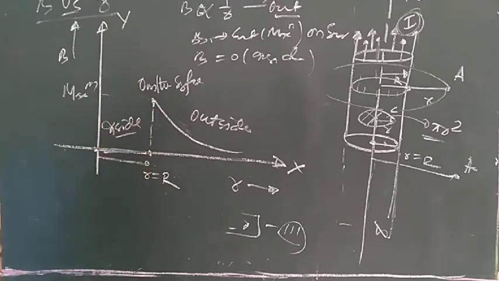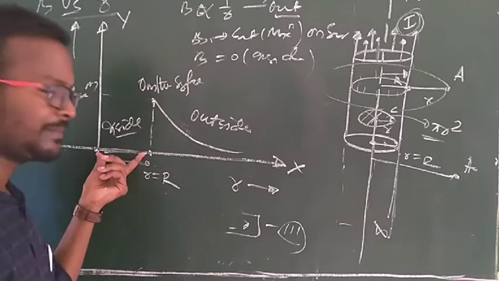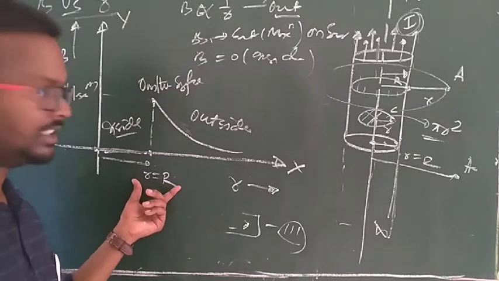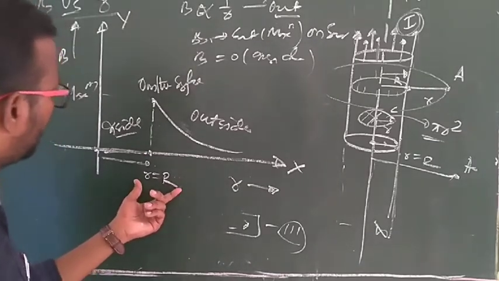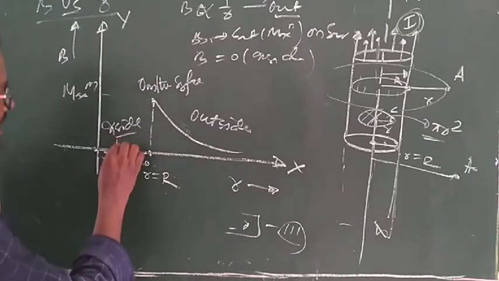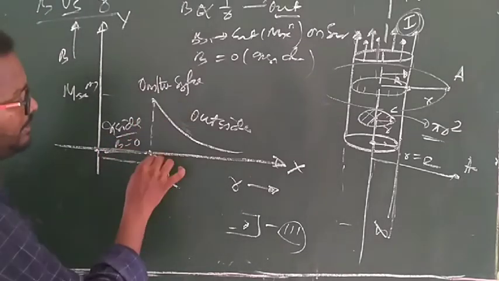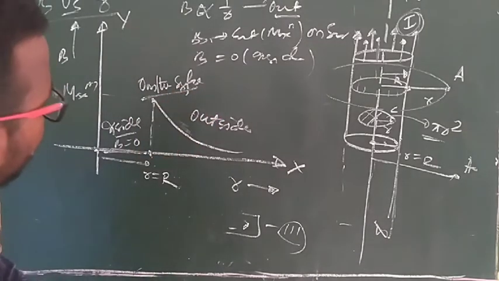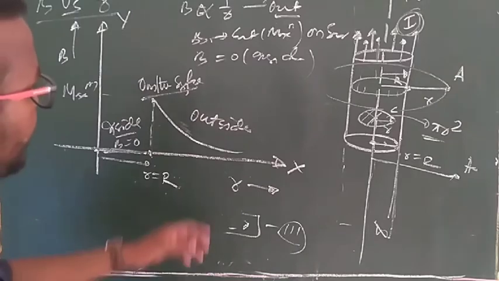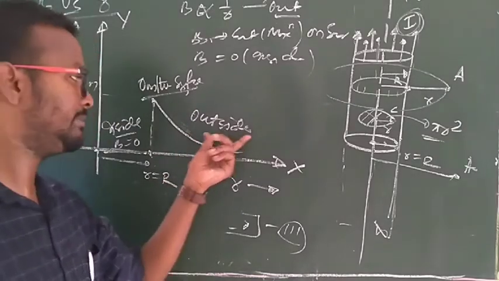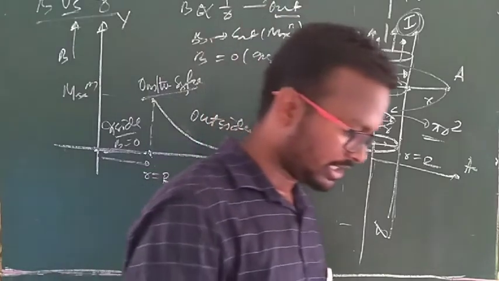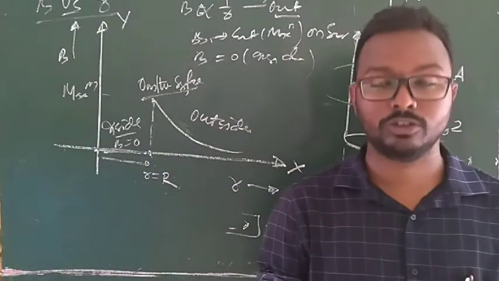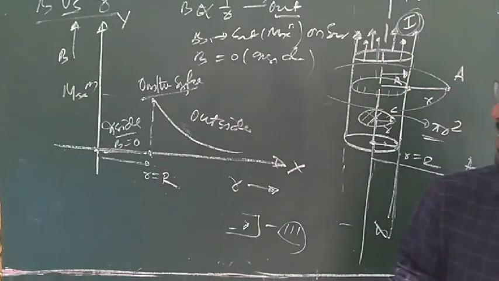So from this graph we conclude that the magnetic field strength within a hollow cylindrical current carrying wire is 0. Here the magnetic field is equal to 0. But on the surface, the magnetic field strength is maximum, which is equal to the magnetic field strength of a solid cylinder. But outside the surface, the magnetic field strength decreases. Clear? This is all about how to calculate the magnetic field strength for a hollow and solid infinitely long straight conductor.